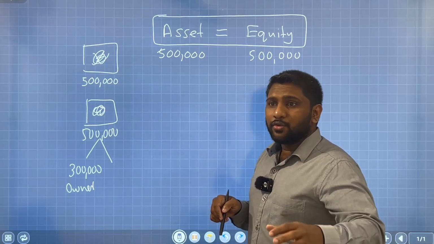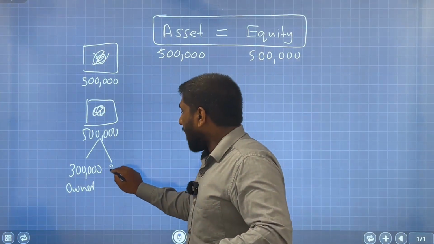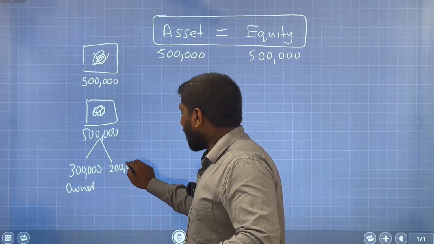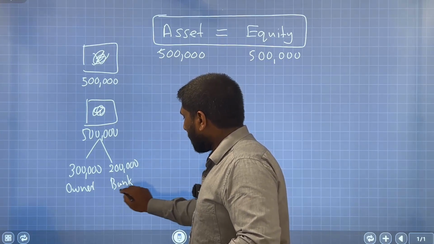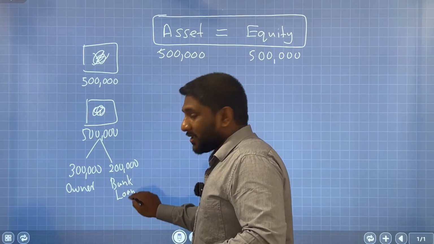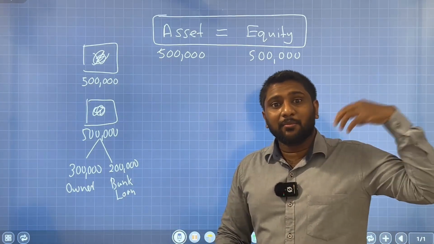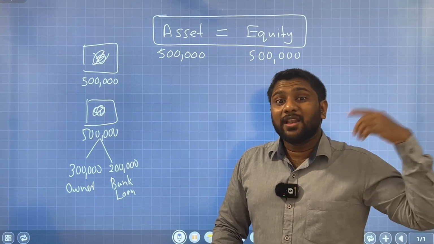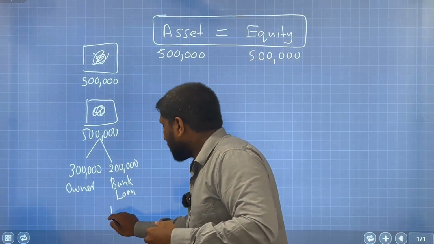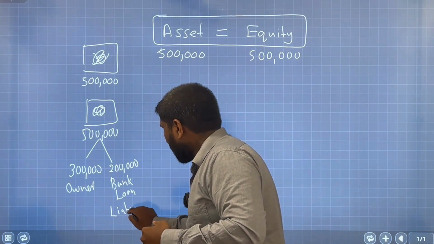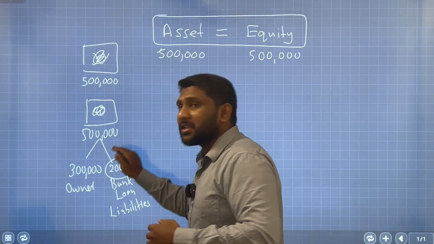Then what I will do? I will go and take a bank loan. So I am taking a bank loan of 200,000. So this is a bank loan. So bank loan, it is an obligation for me. Someday in the future, I will have to settle that bank loan. So those obligations are liabilities. Liabilities. I will have to settle that 200,000 in the future.